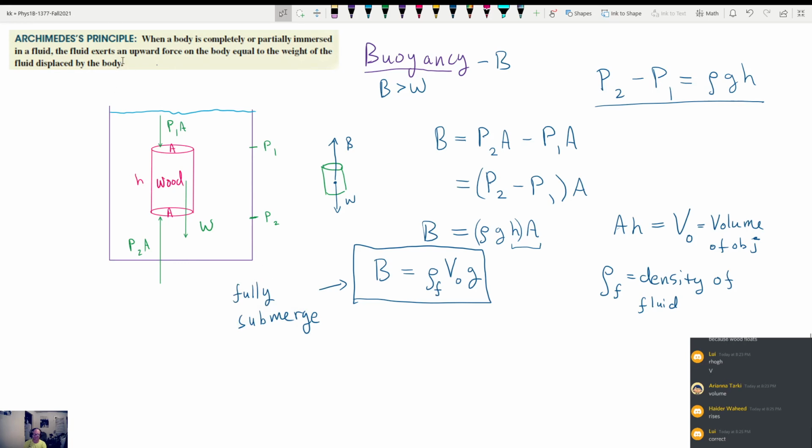And so, can you see the connection between Archimedes' principle and this equation? Because it says, the fluid exerts an upward force on the body equal to the weight of the fluid displaced by the body. Well, where's weight in this equation? I don't see any weight in this equation. Where's the weight? It's actually there. It's just kind of hidden.